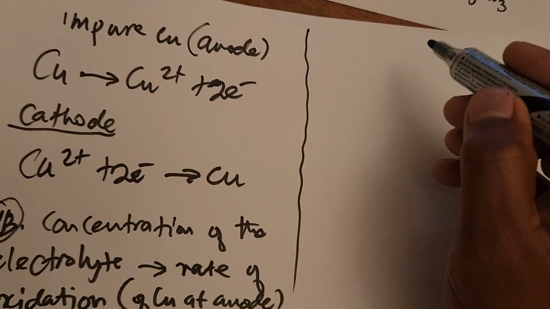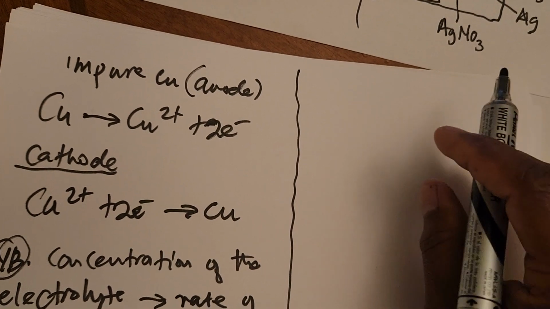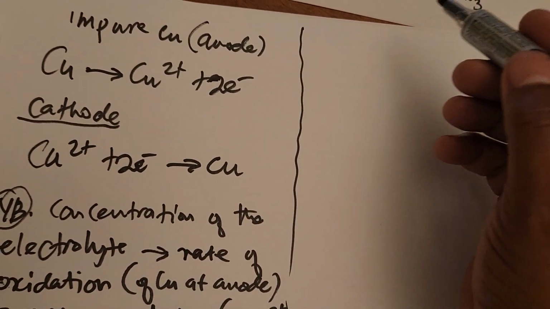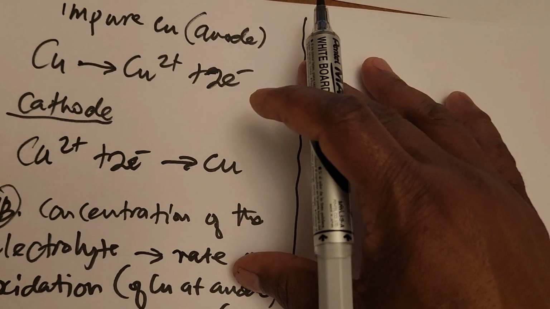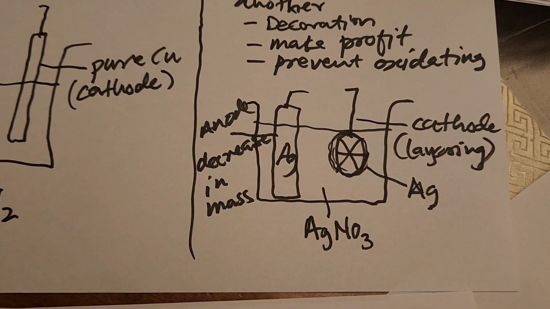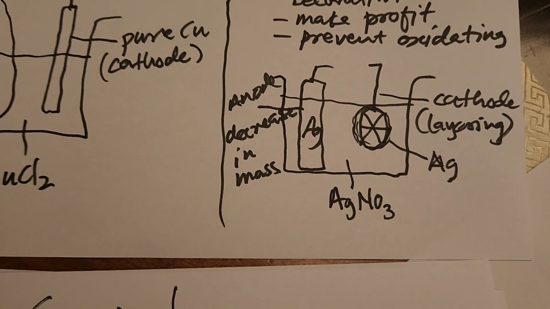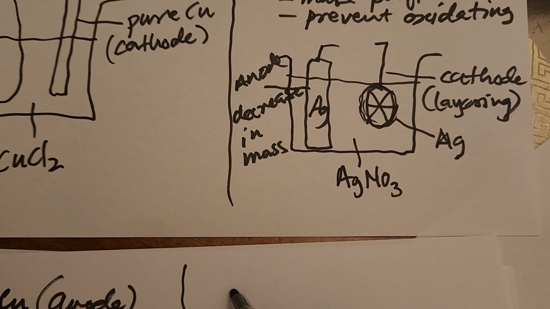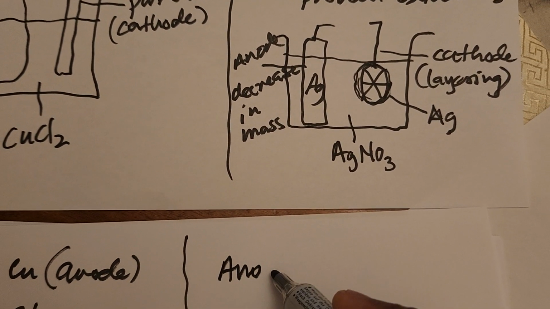Welcome back. We are now on the electroplating part. We just continue. In this case, if we want to cover with silver, what's going to happen at the cathode, at the anode? Let's start with the anode.